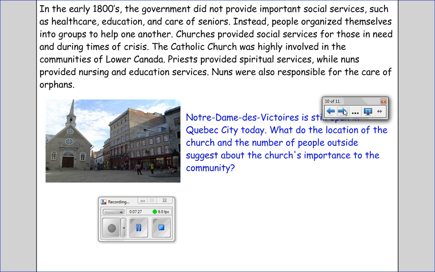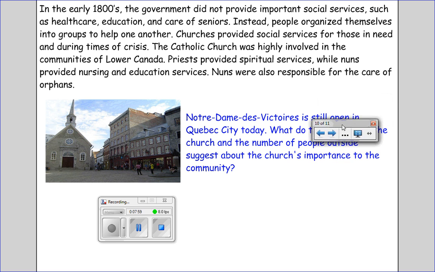In the early 1800s, the government did not provide important social services such as healthcare, education, and care of seniors. Instead, people organized themselves into groups to help one another. Churches provided social services for those in need and during times of crisis. The Catholic Church was highly involved in the communities of Lower Canada. Priests provided spiritual services, while nuns provided nursing and education services. Nuns were also responsible for the care of orphans.